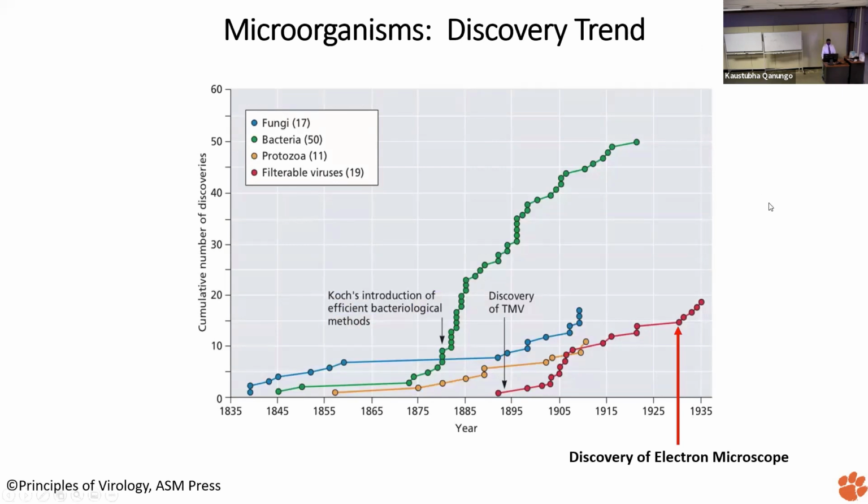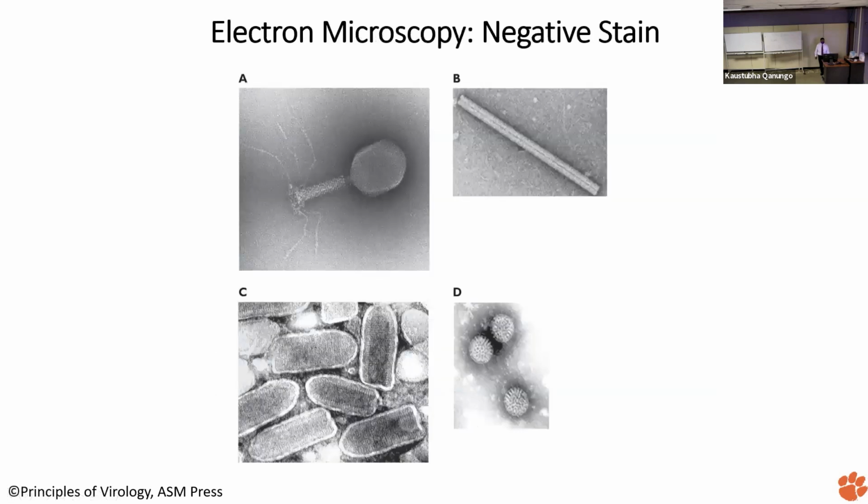So here you can see the discovery trend of microorganisms, and almost all of them show a gradual growth. Then you can see that right here, from 1875 onwards, bacteria discovery went through the roof. But around the 1930s, the discovery of the electron microscope caused viral discovery to take off. And for the first time with the electron microscope, people were able to see the viruses.